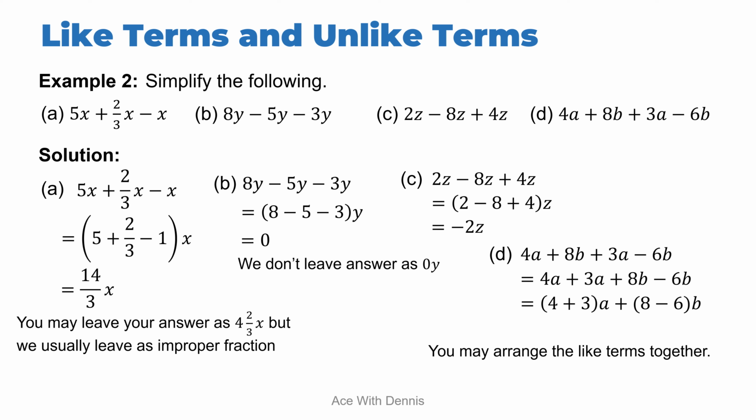Then from here, we can combine the coefficients of the like terms. So for this case it is bracket 4 plus 3a plus 8 minus 6b. And the answer is 7a plus 2b.